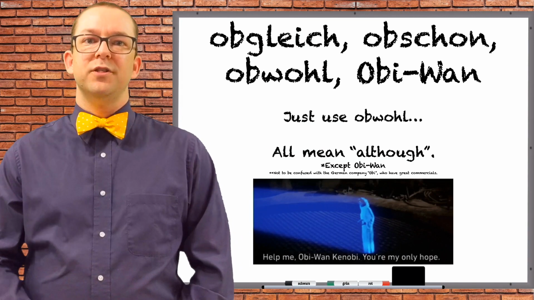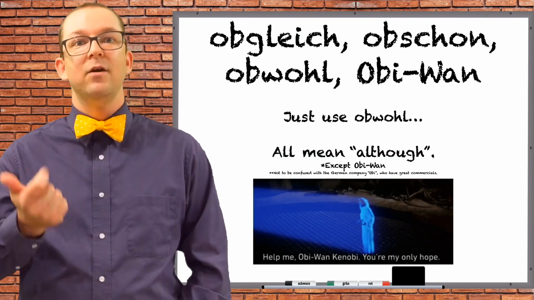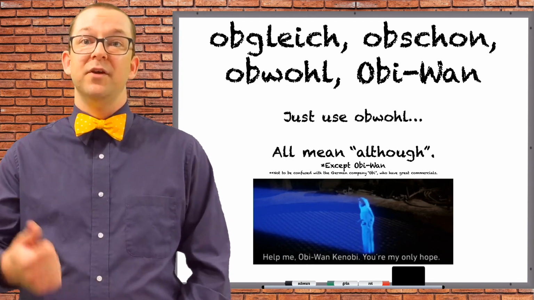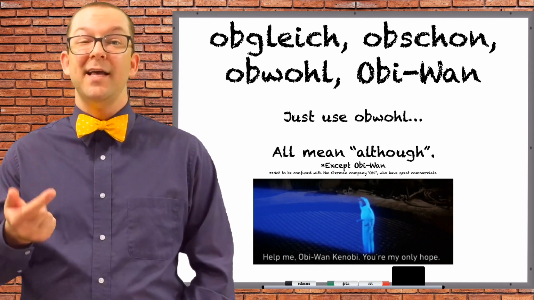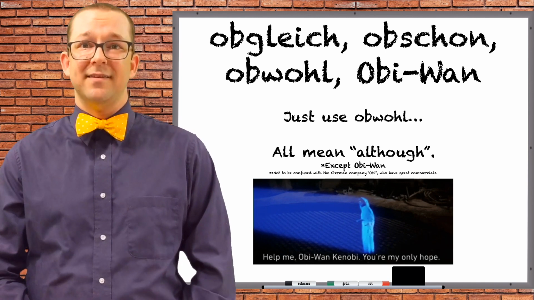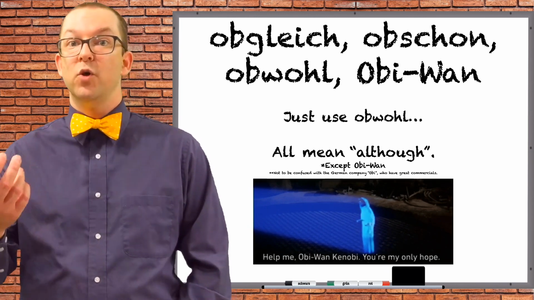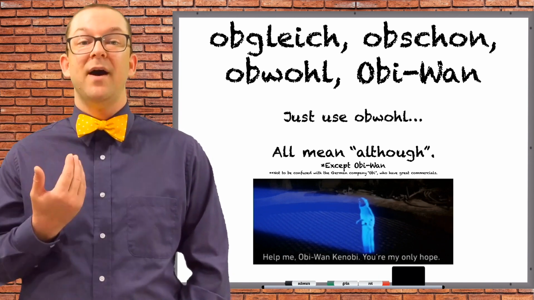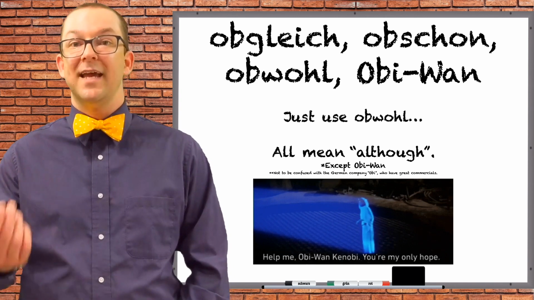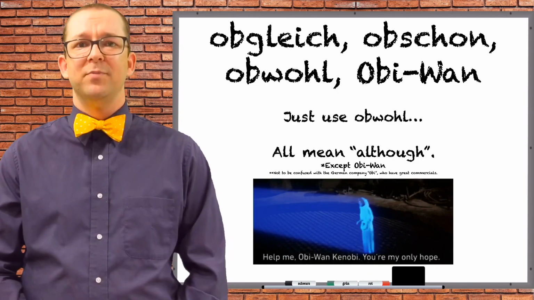Ob is also used at the beginning of other conjunctions. There are 3 of these: obgleich, obschon, and obwohl. Most German learners will only be familiar with obwohl, as obgleich and obschon aren't as widely used. The meaning is exactly the same no matter what. I would personally recommend that you simply learn how to use obwohl and just keep in the back of your mind that obgleich and obschon are just archaic ways of saying the same thing. All of them just mean although. Here are a few examples.